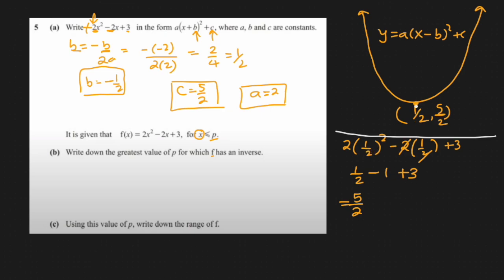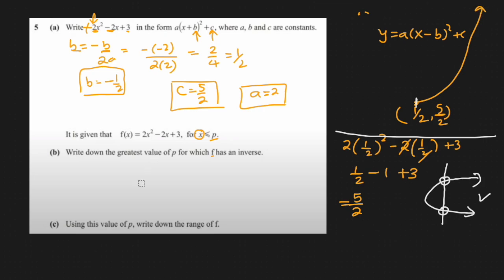Now, we want the greatest value of p so that it has an inverse. If I draw the inverse of this particular parabola, the inverse will be this way. And a function cannot have two y's for the same x. Can you see it? If I find the y values of this inverse, it will have two y values, which is not valid. That means I have to erase half of this particular graph. Suppose I erase this part.